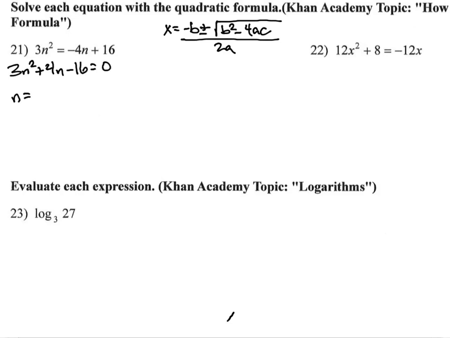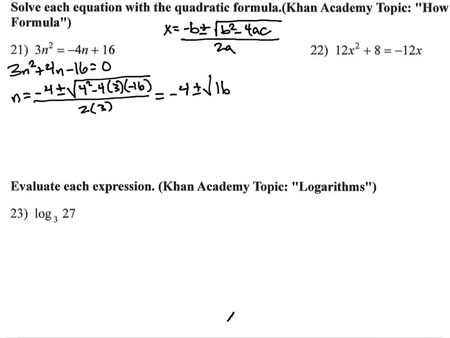So n equals negative b, negative 4, plus or minus the square root of 4 squared minus 4 times 3 times a negative 16, all over 2 times 3. So that'll be negative 4 plus or minus square root of 16 plus 192 all over 6. Now it's just simplifying. Negative 4 plus or minus square root of 208 all over 6.